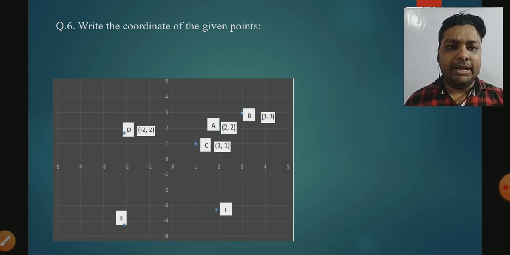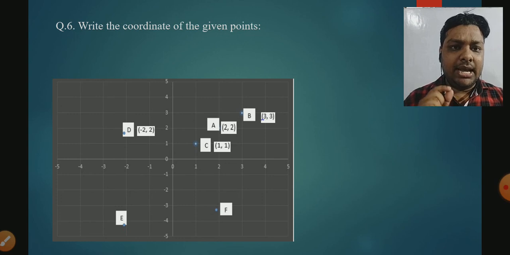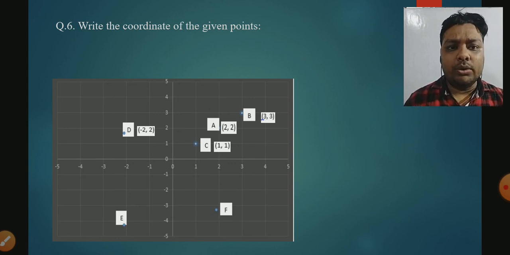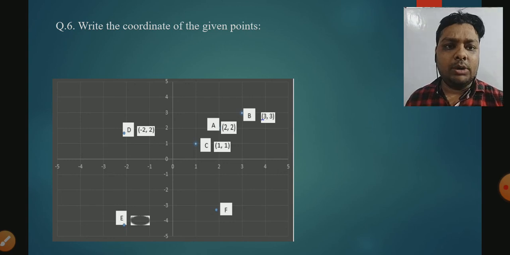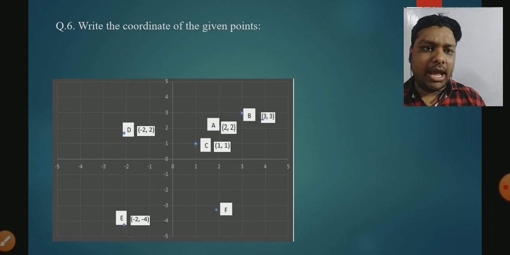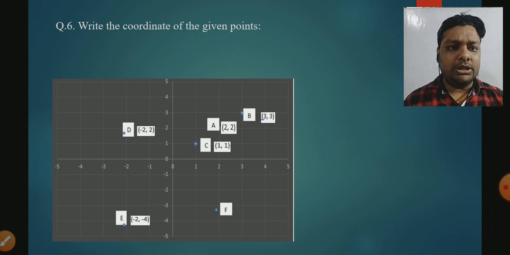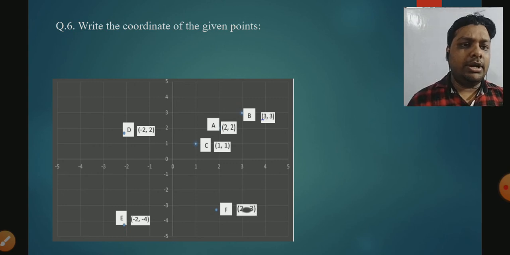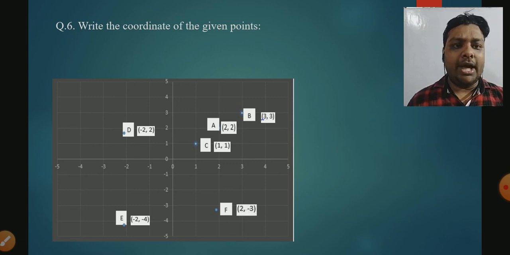Now point E. Here you can see, at first we will see the x-axis then the y-axis. Always keep it in your mind. On the x-axis it is minus 2 and on the y-axis it is minus 4. So the coordinate of point E will be minus 2 and minus 4. Now point F. On the x-axis it is 2 and on the y-axis it is minus 3. So the coordinate of point F will be 2 and minus 3.